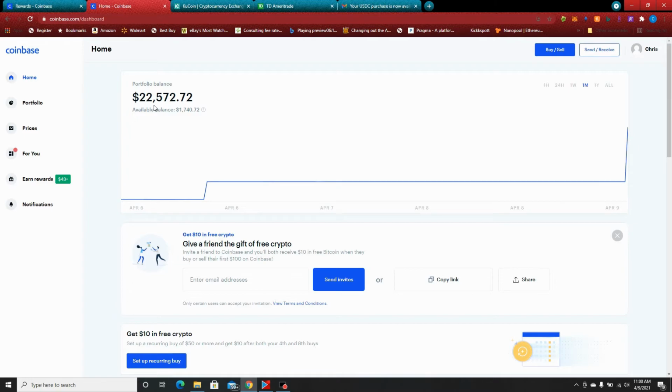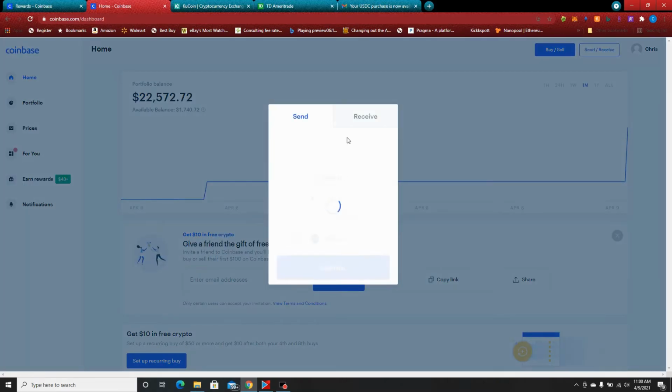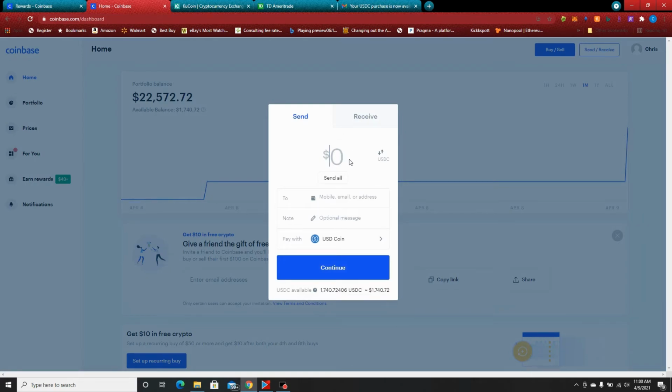My portfolio balance is $22,572, and my available balance is $1,740. Now I could send this $1,740 off and on over to this other exchange, but the reason I'm not going to do that is again because of fees. Now, once I transfer this, it's going to charge me probably, let's see what the fee is. So if I send it, I want to send all the USDC I can, and that's not popping up.